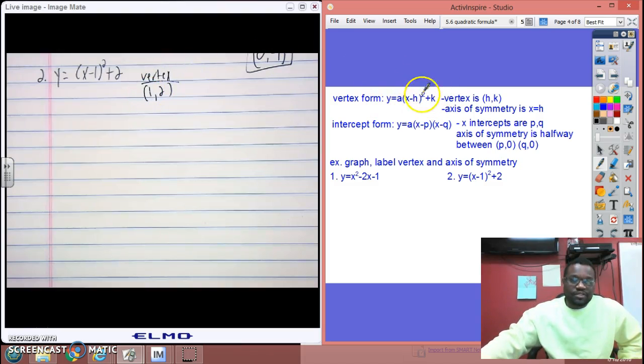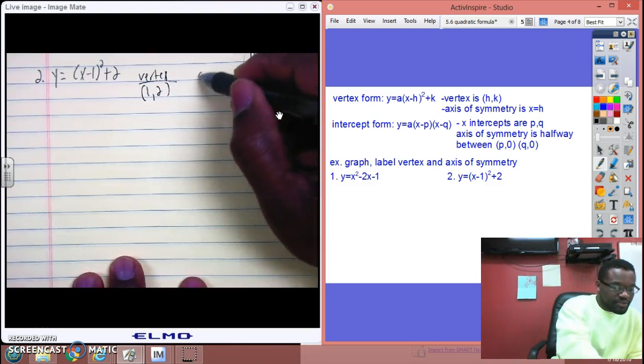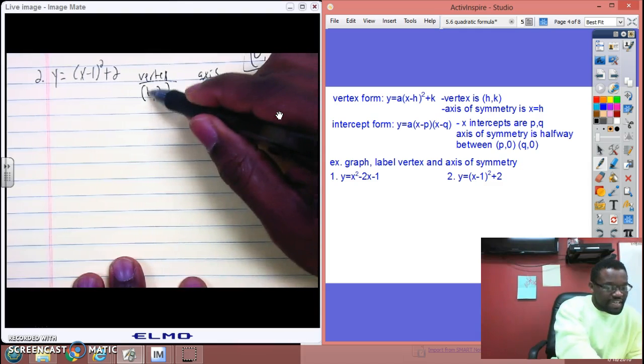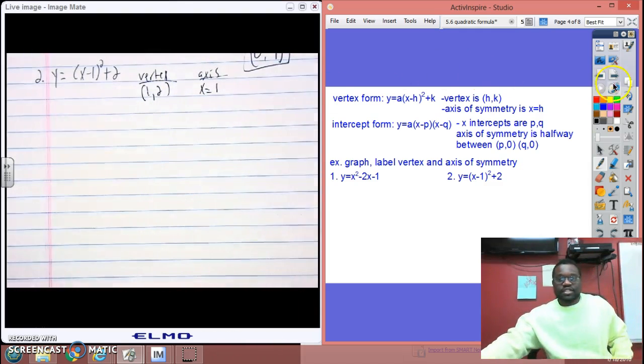Anytime in algebra, you're taking something out of parentheses, it changes signs for the most part. And so that's a -1, so it became a +1. But this K, or this 2 here, was not in a parenthesis, so it stayed the same. So just keep that in mind. The axis of symmetry is going to be always x equals whatever that is, or x equals h according to this.